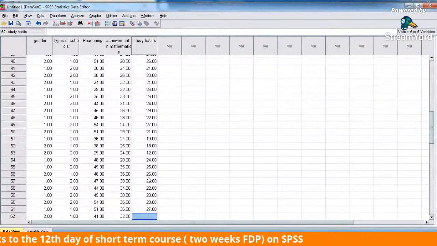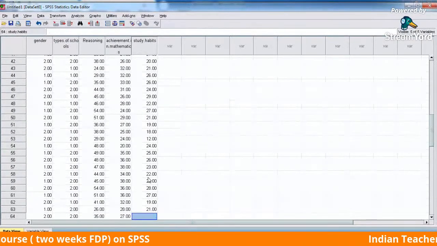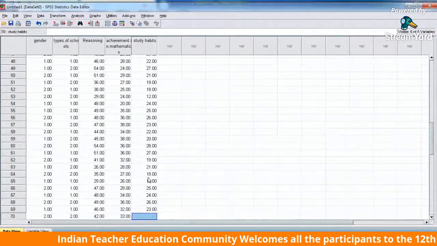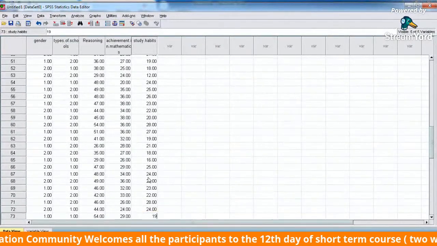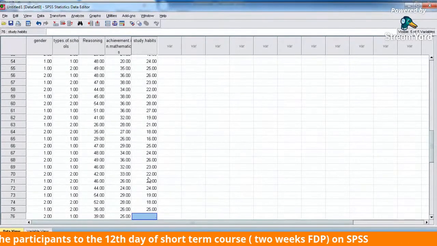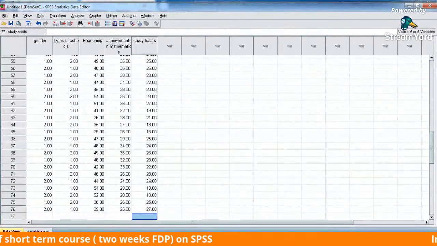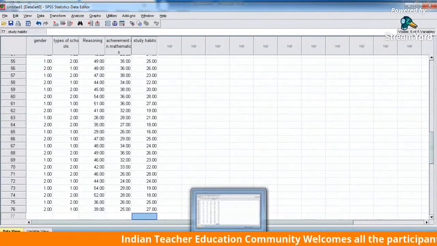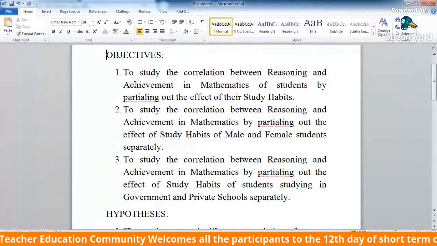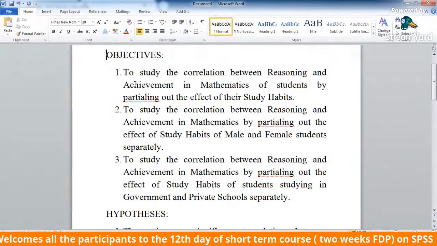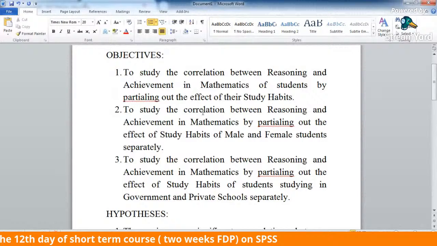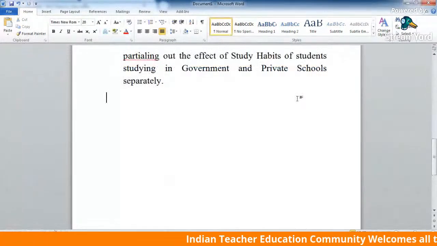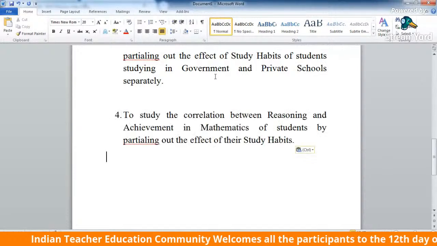I'll just take another few seconds and I will be through my data entry and then I will proceed further. Okay, I have entered the data. All right. The first objective was to study the correlation between reasoning and achievement. So I'm just copying this because I should be ready as far as the interpretation is concerned. So this is my one.